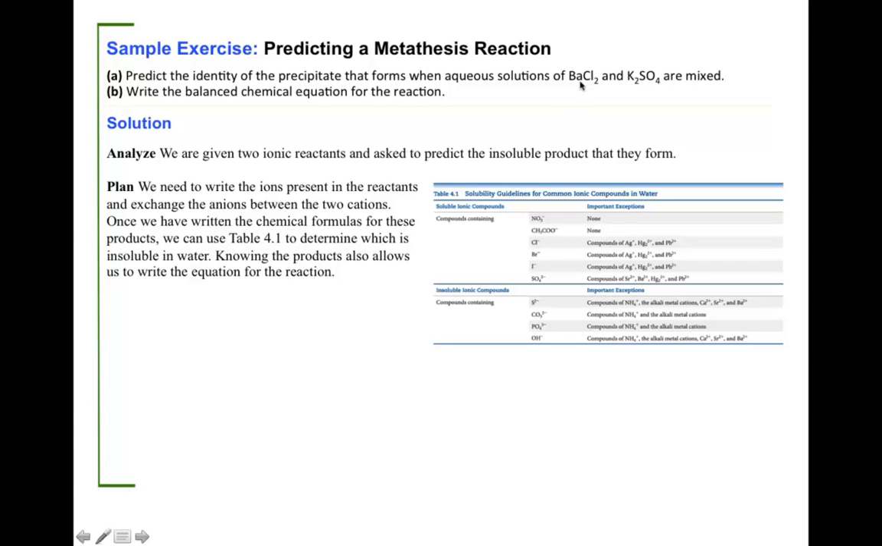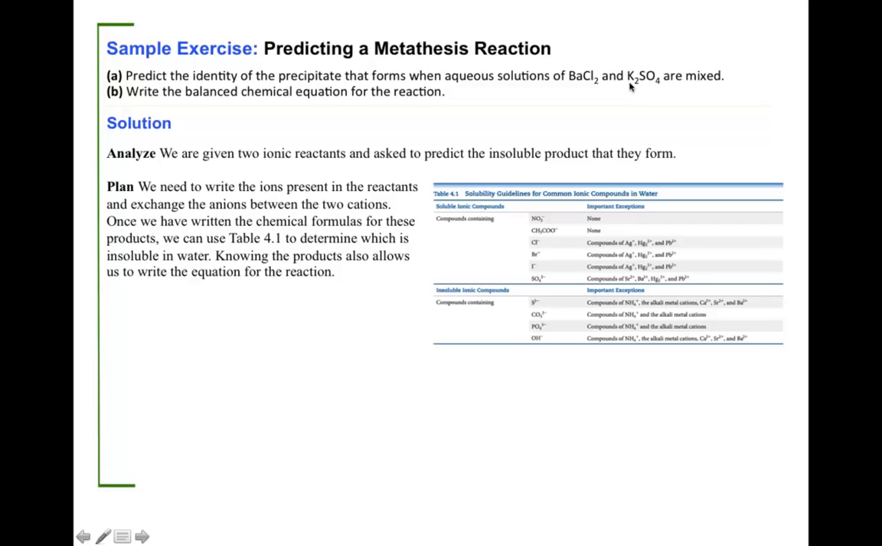So here we have these two reactants, and we need to dissociate both of them. These are soluble ionic compounds, and that will produce four different ions. Remember that this first one is a cation, this one is an anion, this is a cation, and this is the one that is an anion for the second reactant.